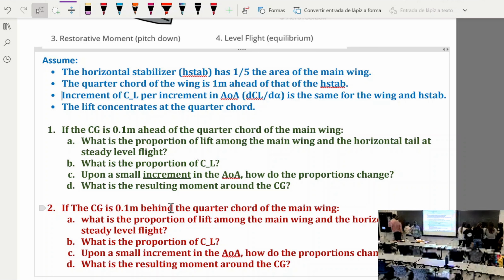Wait, that's D, right? What is the resulting moment around the CG? It would be the opposite. Just to draw an angle. Like, what is the moment?